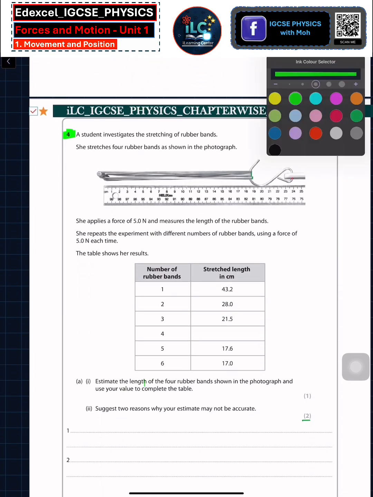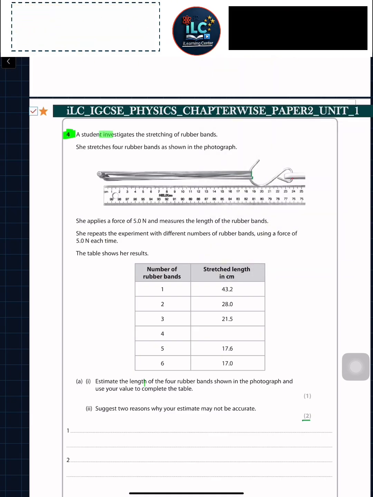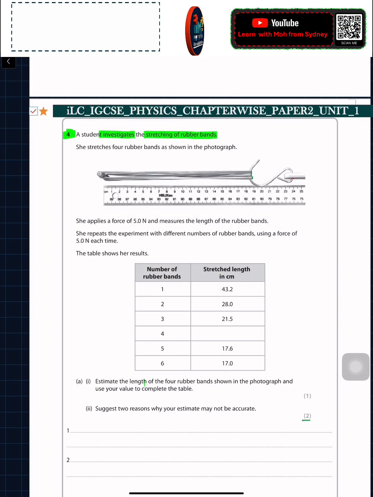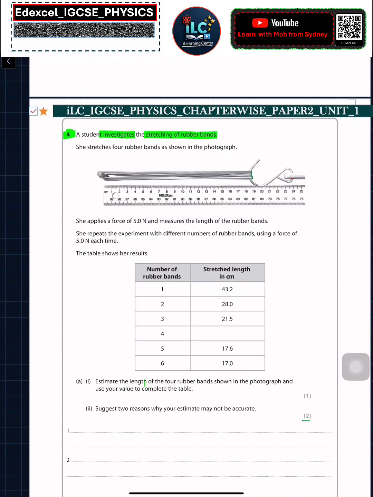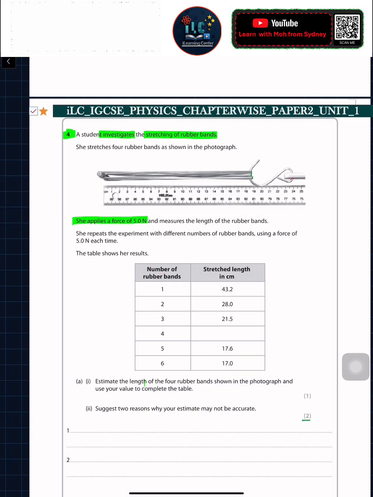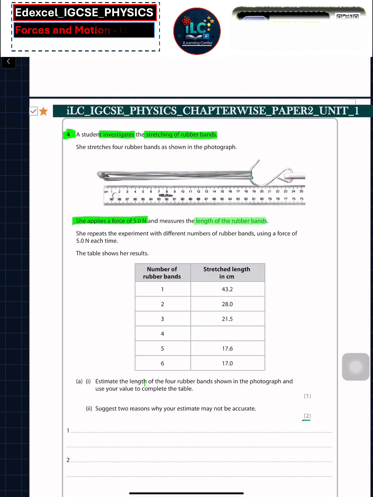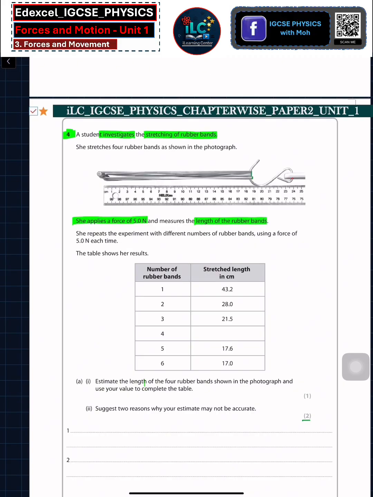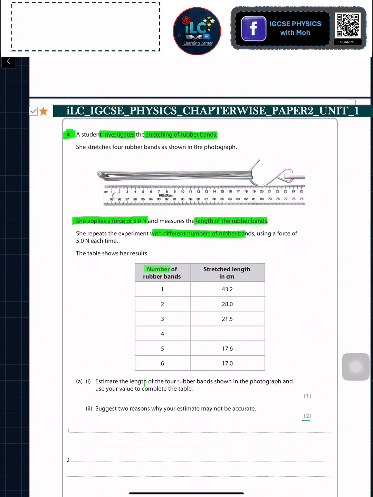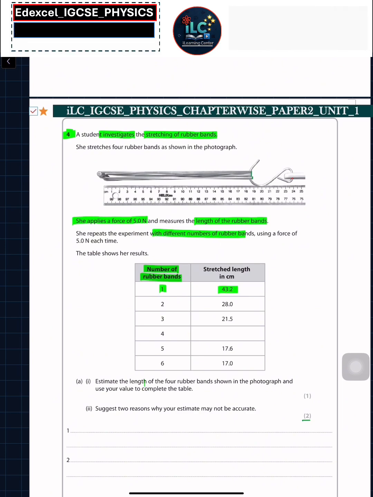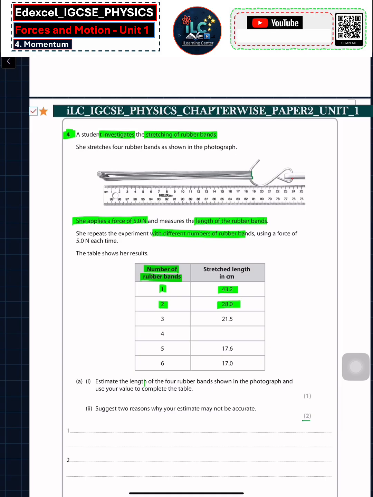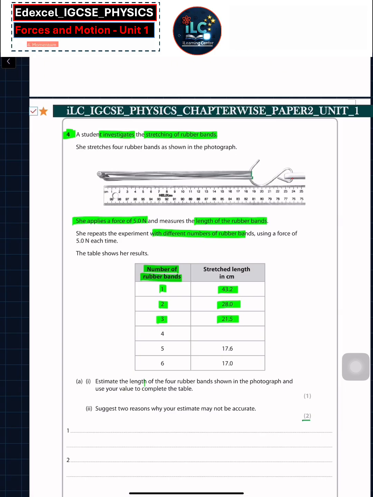Here they're just saying that you are investigating the stretch of rubber bands with different numbers of bands. Read the whole question at your own time, and I can just quickly skim through it. They're doing an experiment with different numbers of bands, and they're checking how much the stretch is. If you use 1 band, the stretch is 43. If you use 2, the stretch is 28. If you use 3, the stretch is 21.